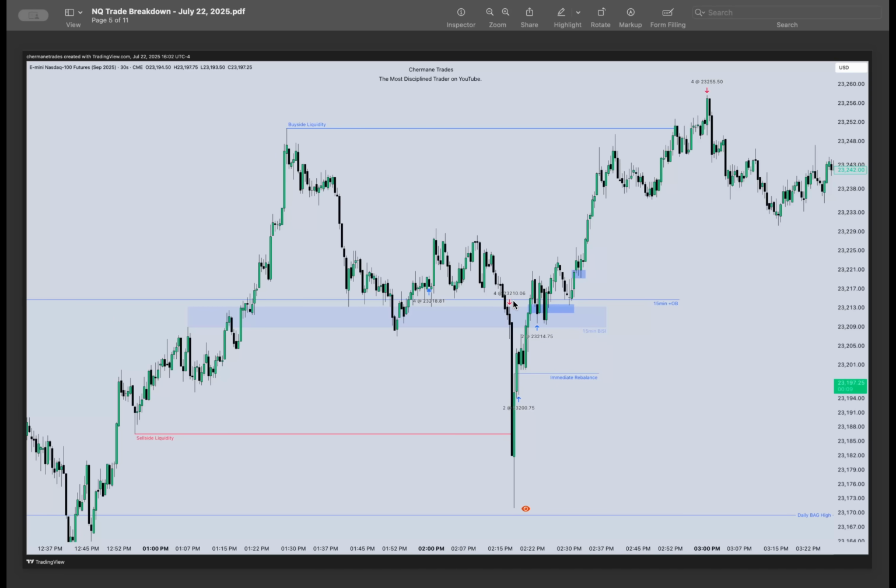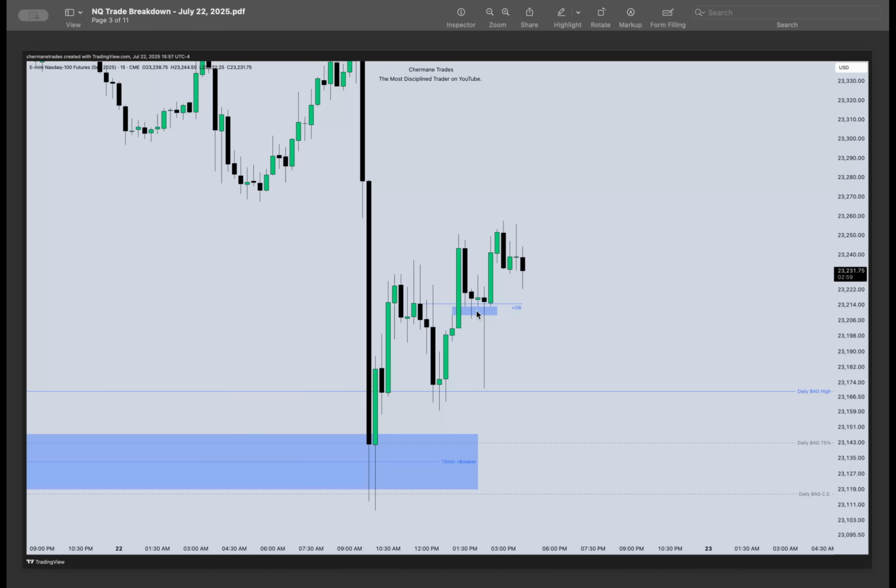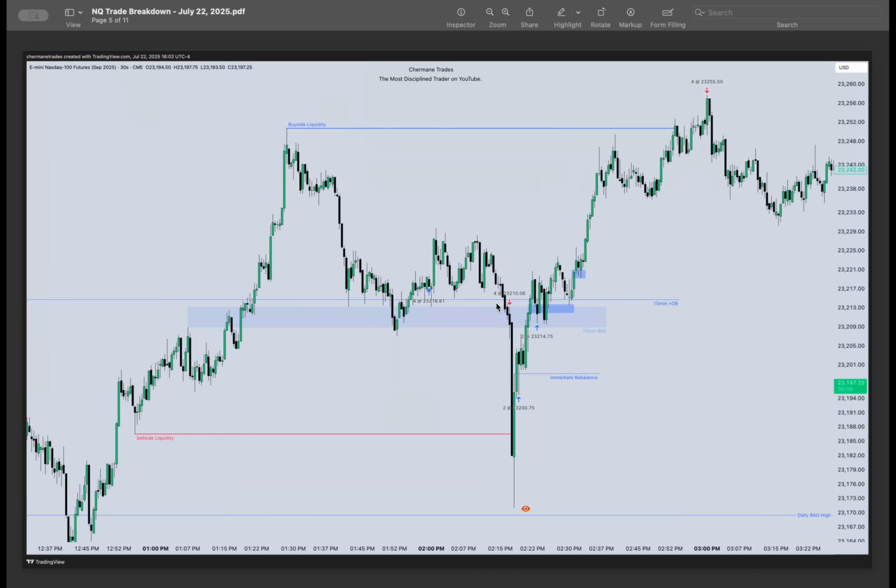Because I took a loss, I'm cutting my risk in half. So I'm not just going in right away with 4 contracts. Instead, I'm going in with 2, half risk. As the trade moves in my favor, now I'm adding the other 2 inside of the 30-second fair value gap here, which is also inside of the 15-minute fair value gap. So I'm accumulating long positions in here.